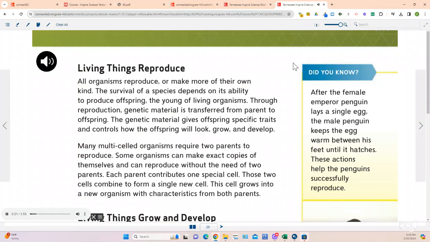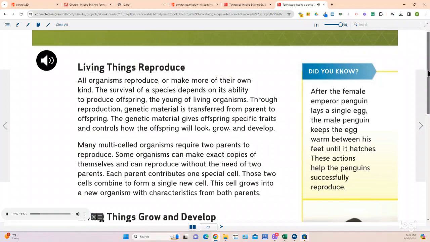Living things reproduce. All organisms reproduce or make more of their own kind. The survival of a species depends on its ability to produce offspring, the young of living organisms. Through reproduction, genetic material is transferred from parent to offspring. The genetic material gives offspring specific traits and controls how the offspring will look, grow, and develop.